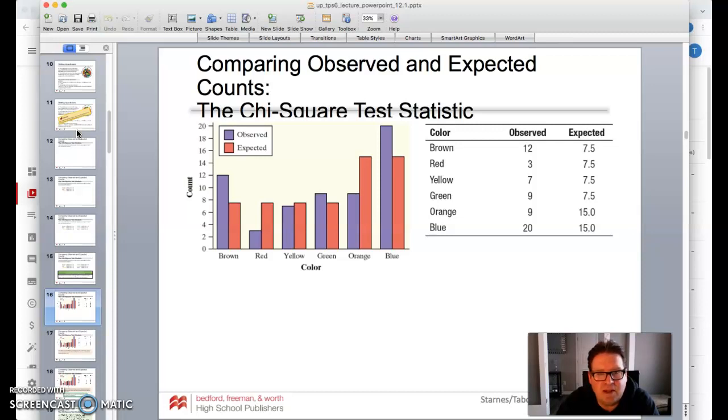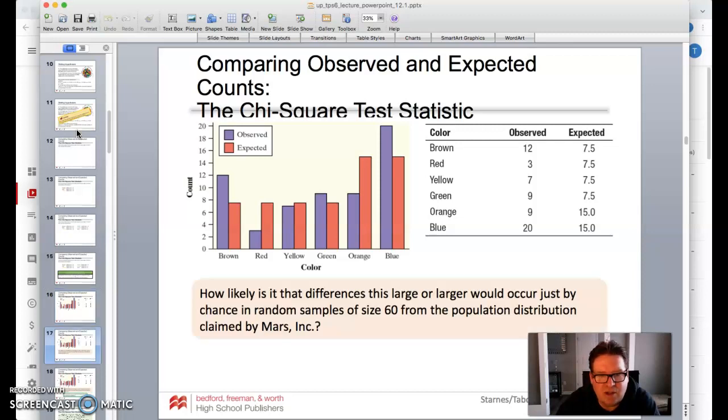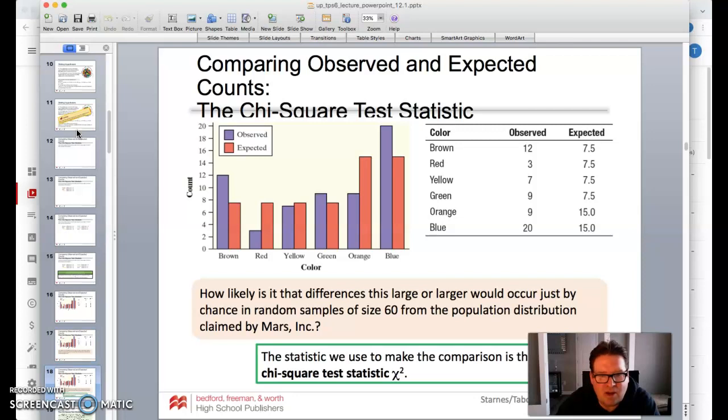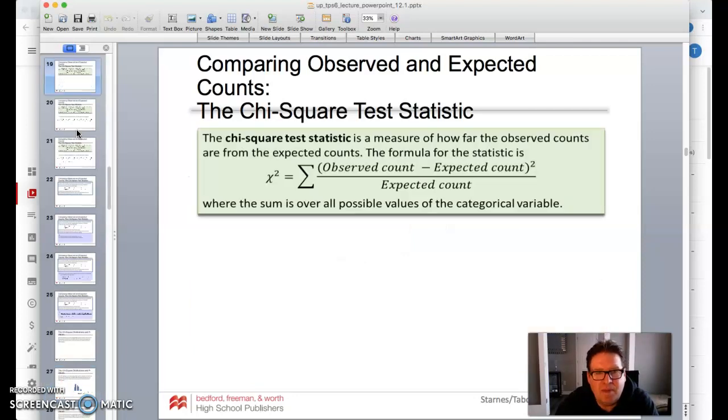Okay, so now we take a look at how we organize all that information, and how likely is it that the differences in this larger distribution would occur just by chance? So let's figure out how to do that. Now, the statistic we're going to use to make that is called the chi-squared test statistic. All right, so how do we figure that out? Well, what we're going to do is take the observed count minus the expected for each one of those, square it, divide by that expected count, then sum them all up.